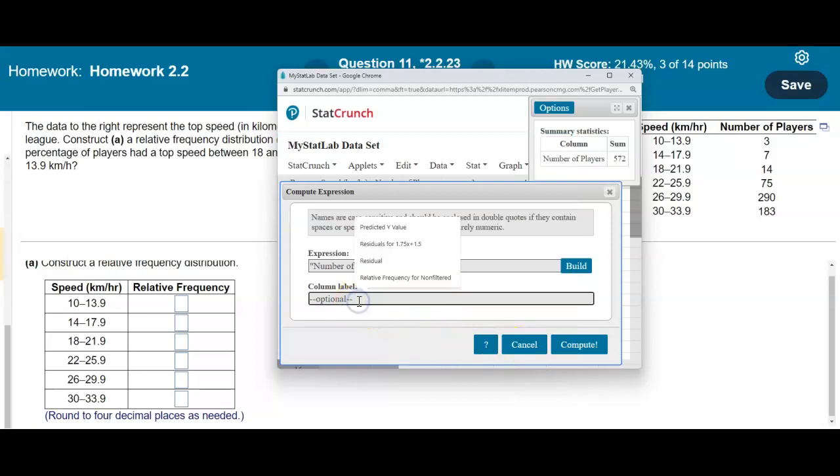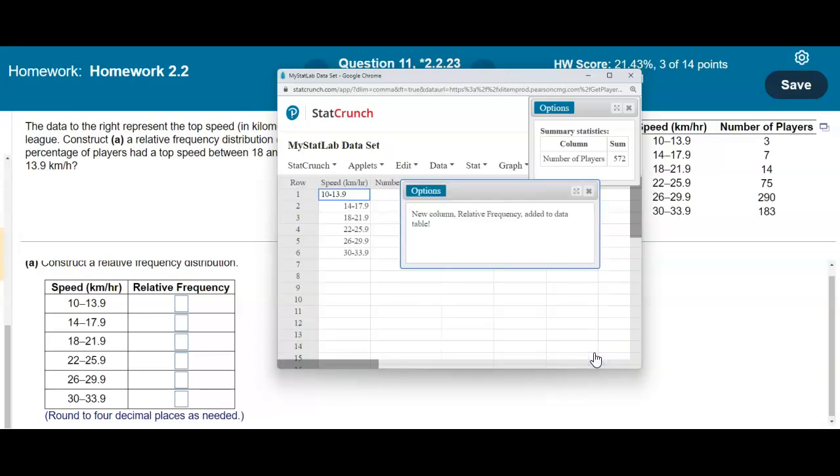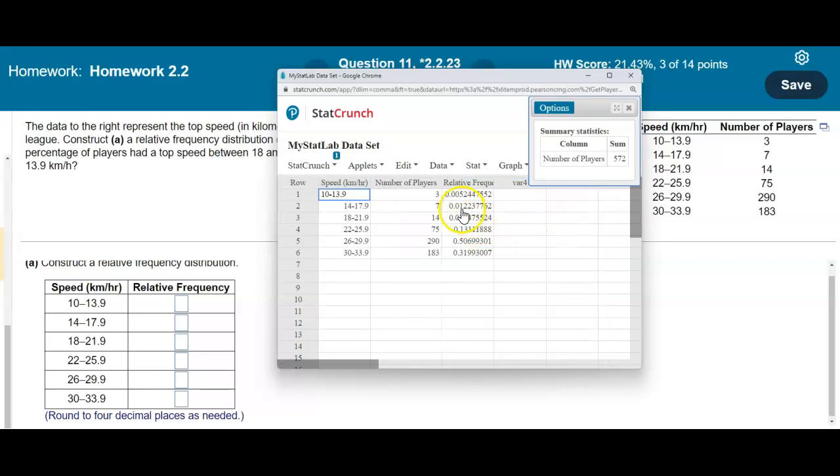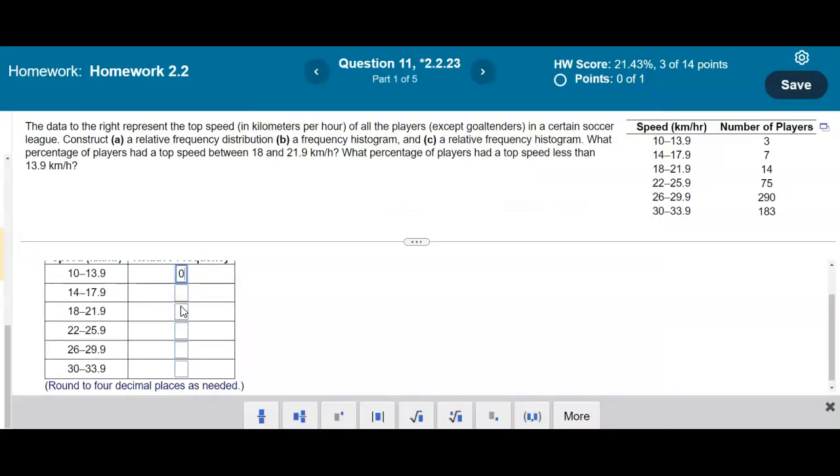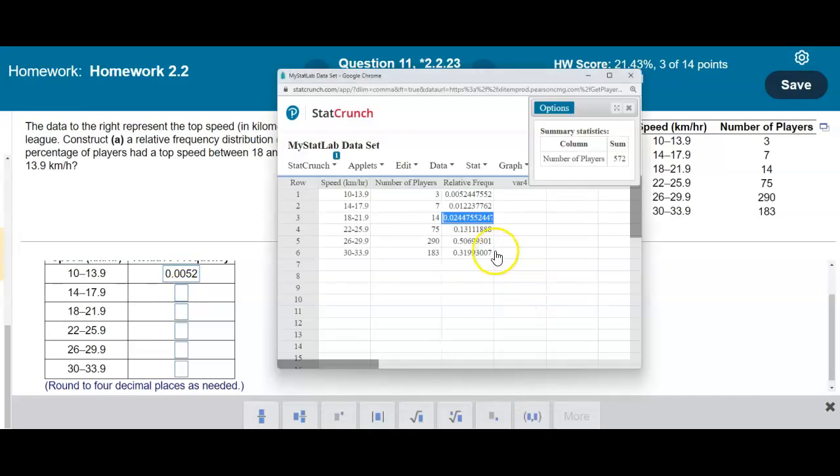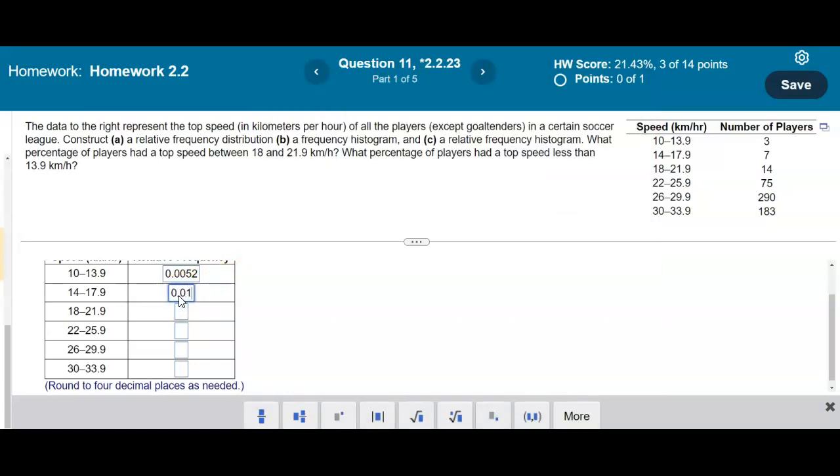Now we're going to call this the relative frequency, and it creates a new column for the relative frequency. It's telling us to round it to 4 decimal places. What's nice here is you can take a look at the numbers. The first is 0.0052. The next one is 0.0122.